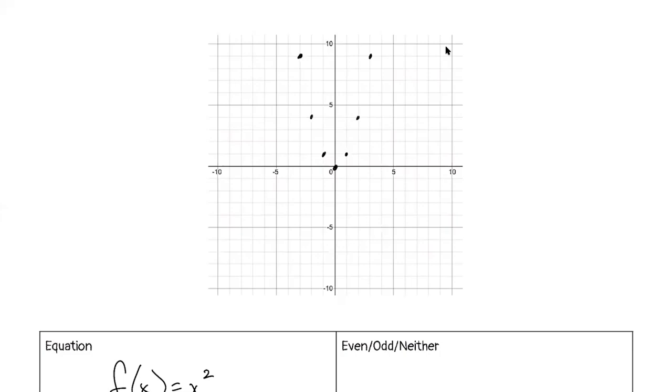So now we can connect these with a nice smooth curve. I always get so nervous drawing these. I feel like my hand shakes a lot. But, you know, practice makes perfect. Okay, so we've got our good old friend x squared.